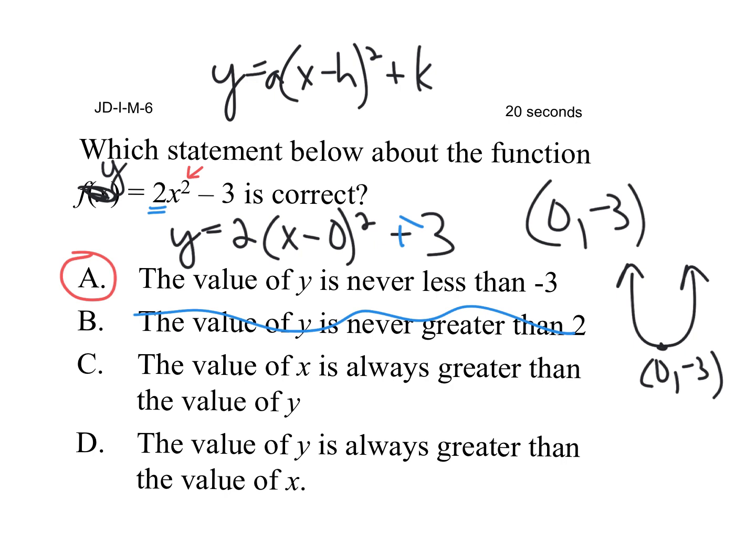The value of x is always greater than the value of y. That's not necessarily going to be the case. And the value of y is always greater than the value of x. That's not always the case either, necessarily.